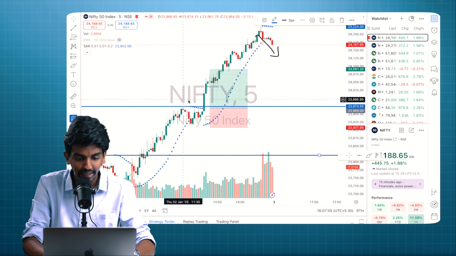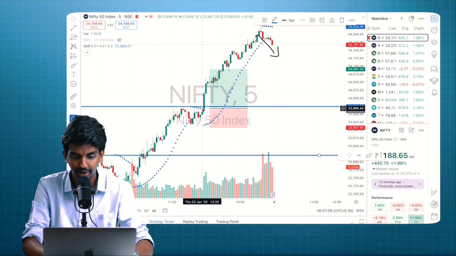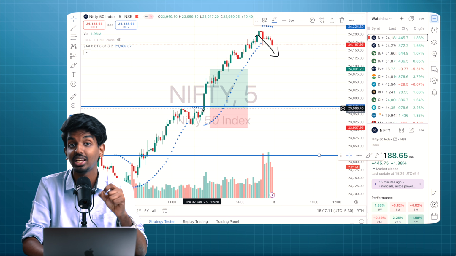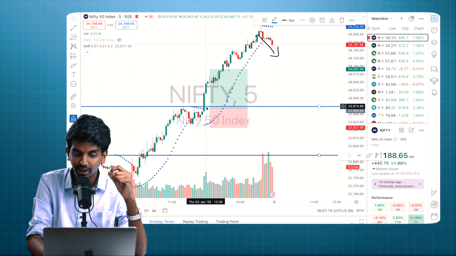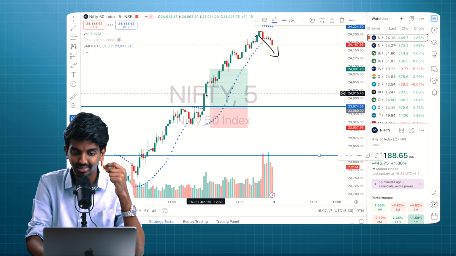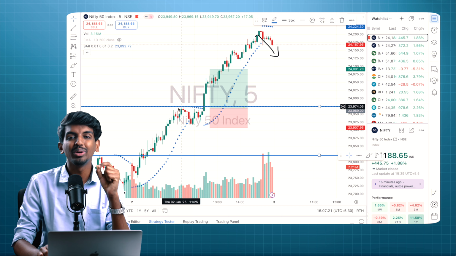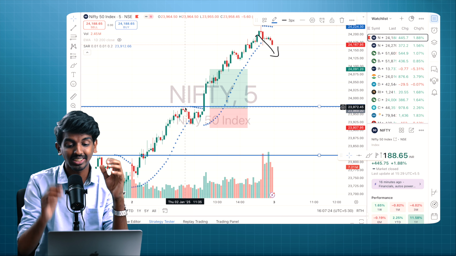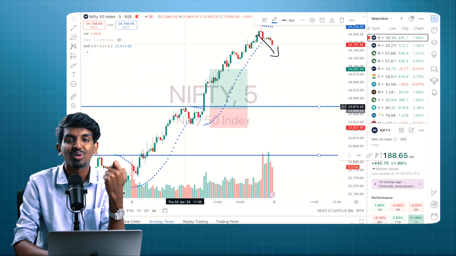Similarly, at this point you can see that the parabolic SAR was broken here with this candle at 12:20. But ideally, you should not be taking a trade there. You should be waiting for this candle to close, and then try to take a trade. Why? Because only then can you confirm with price action that the previous candle has been broken and that you will get a proper breakout from here.